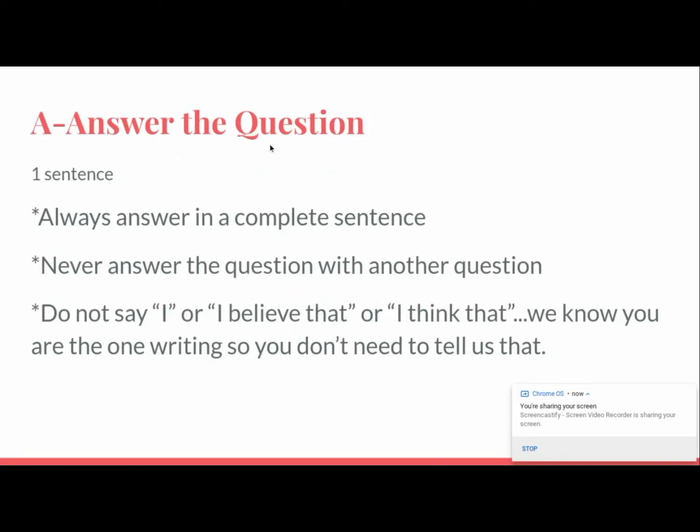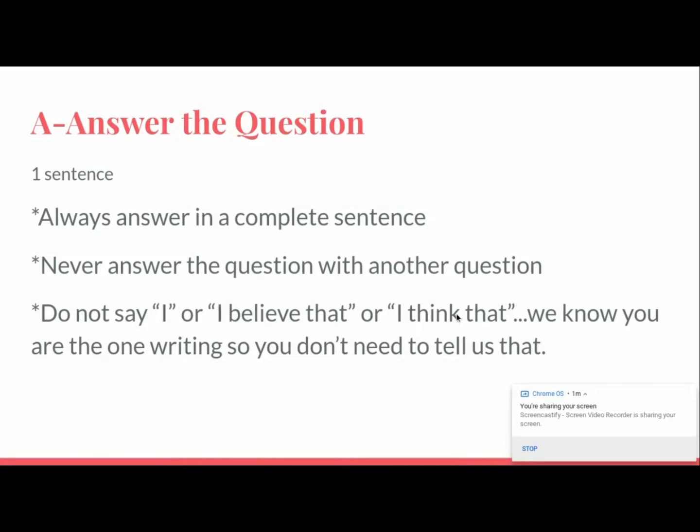A is answer the question. It's one sentence, and you want to always answer in a complete sentence. No fragments here. Never answer the question with another question. And please do not say I, or I believe that, or I think that.